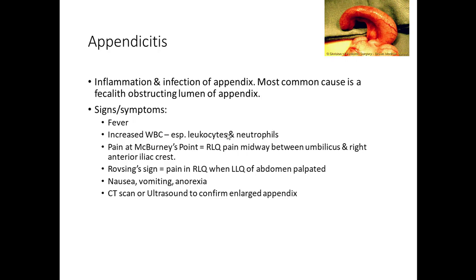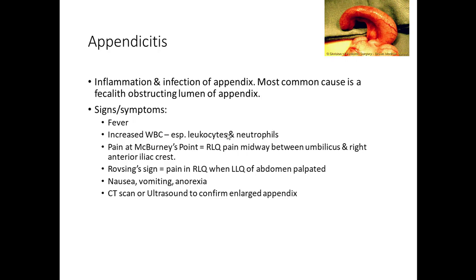Rovsing's sign is pain in the right lower quadrant when the left lower quadrant of the belly is palpated. You're going to see nausea, vomiting, anorexia, and they're going to have a CT scan or an ultrasound so that they can look at the appendix. If their appendix is enlarged, then that's appendicitis.